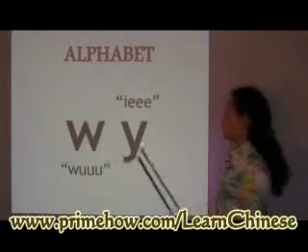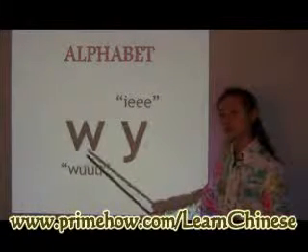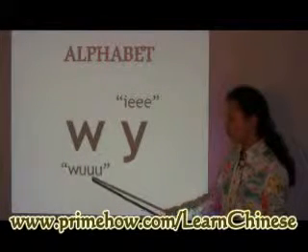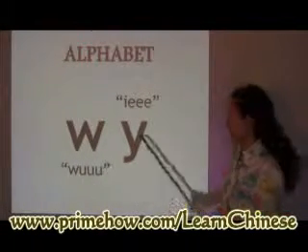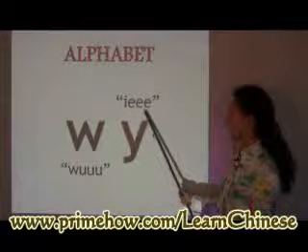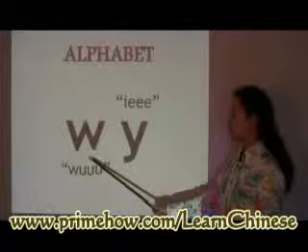And then W and Y. Wu, yi, wu. Pronunciation down here. And yi is almost like you're going to say eek, but without the K sound. Yi, wu, yi.